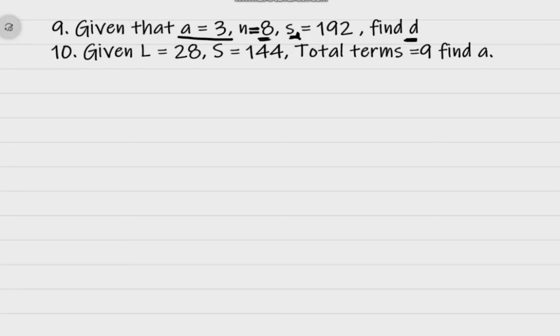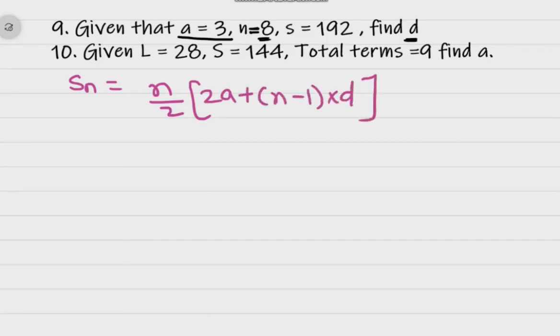Now see, simply you can put the values in the formula of Sn. Sum of n terms Sn is equal to n by 2 into, since we don't have the last term here, we shall use the formula n by 2 into 2a plus n minus 1 into d. Simply see, you have to find the value of d. Now your sum of n terms is 192. So put 192 and you know the value of n. N is equal to 8. So we shall put the value of n here.